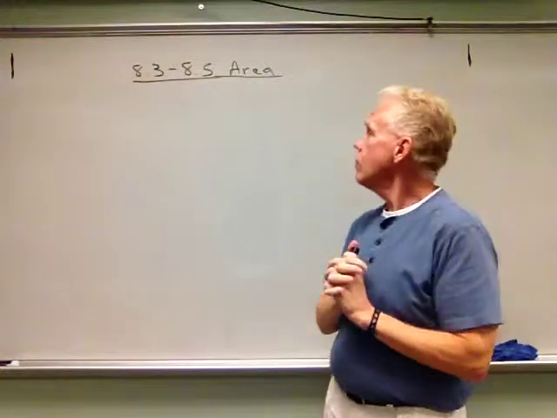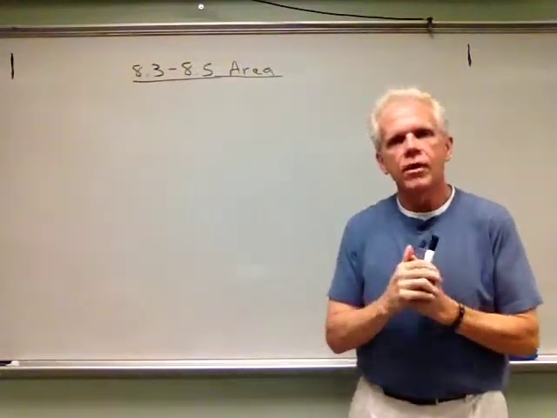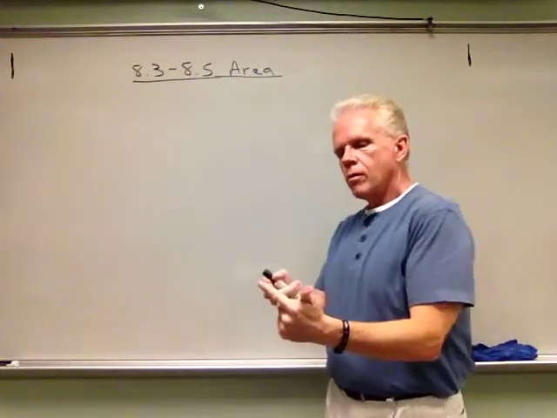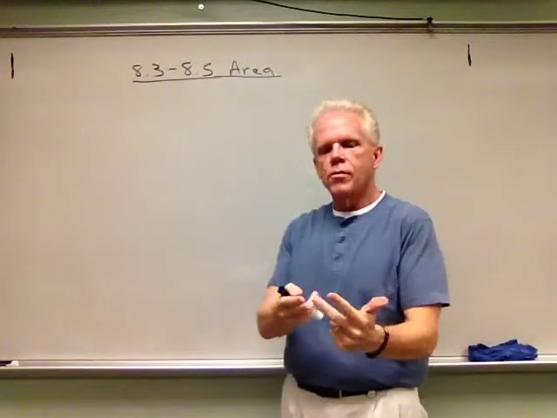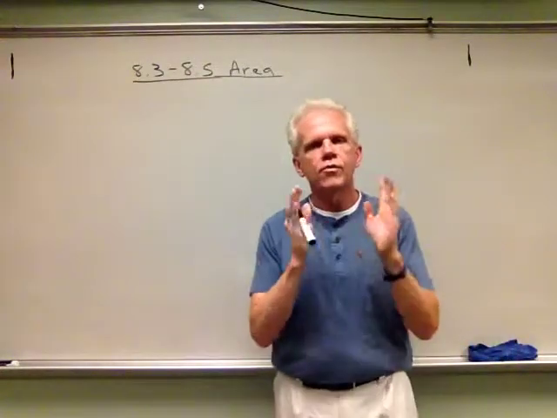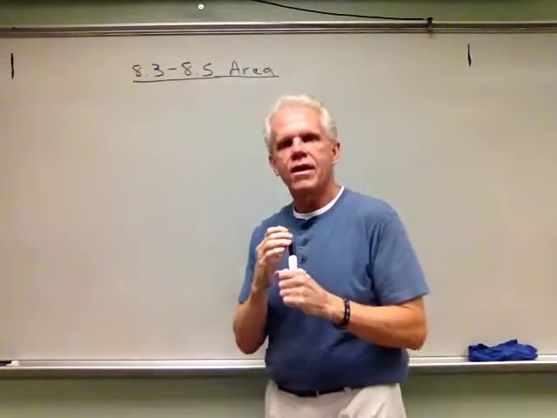We are still in A3 to A5. This time we're going to look back at some of those figures we talked about last time. We talked about a parallelogram, a rectangle, a square, a triangle, and a trapezoid. We're going to look back at those figures and talk about the area for those figures this time.